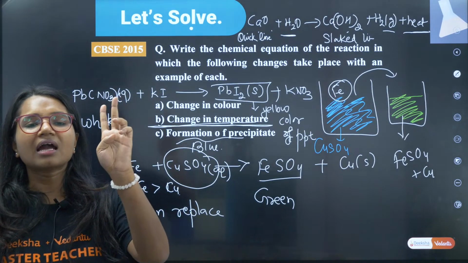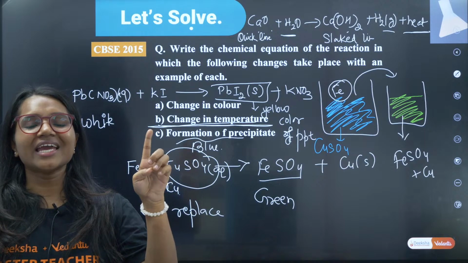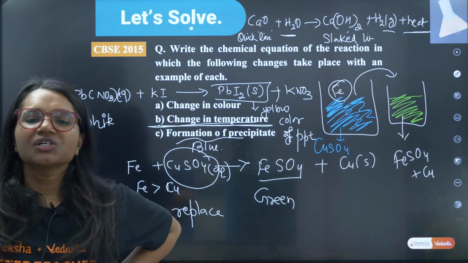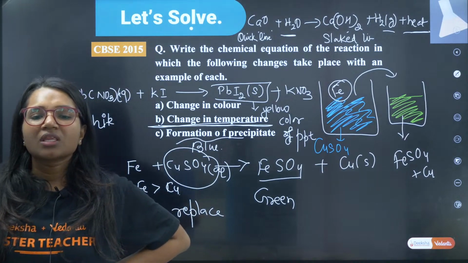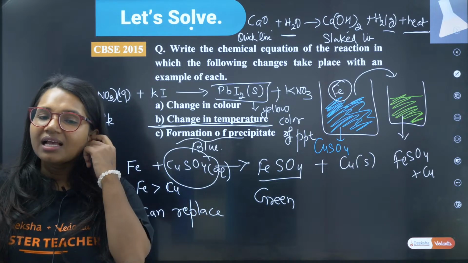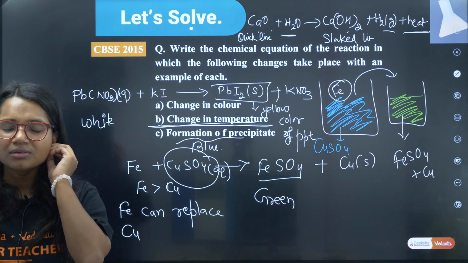One, where color is getting changed. Two, where temperature is getting changed. Three, where precipitate is forming. Very good, Harsha. What about the others? Sumukt, Rohit, Vriksha. Yes. Understood, guys? Can I move forward to the next question?